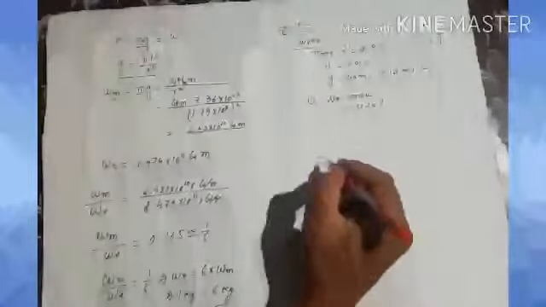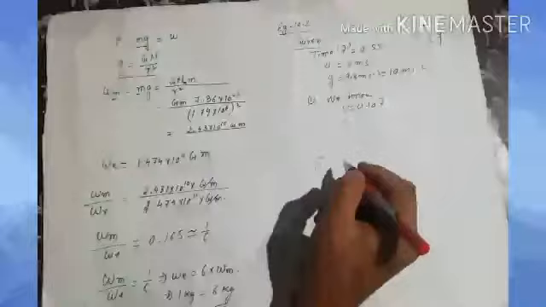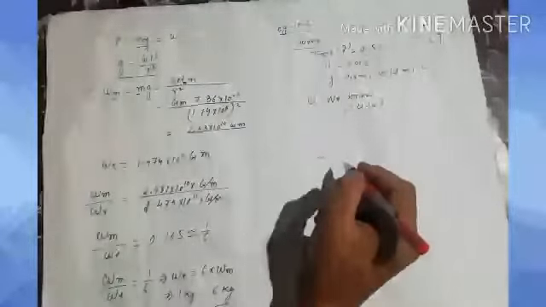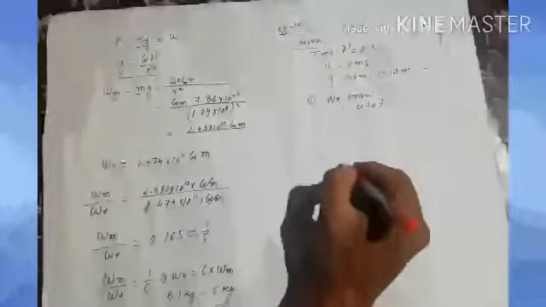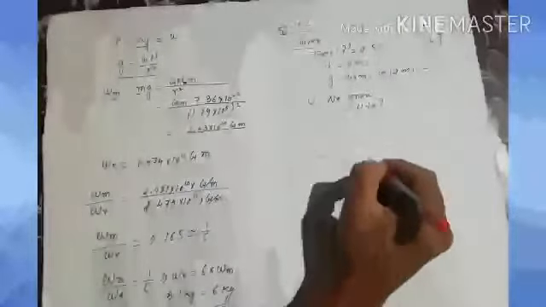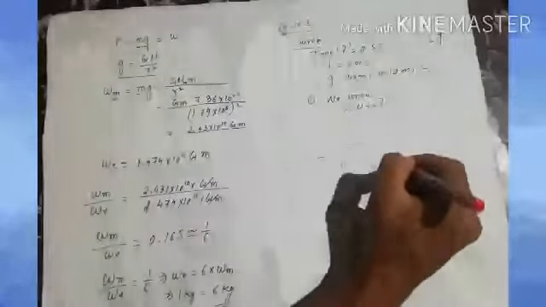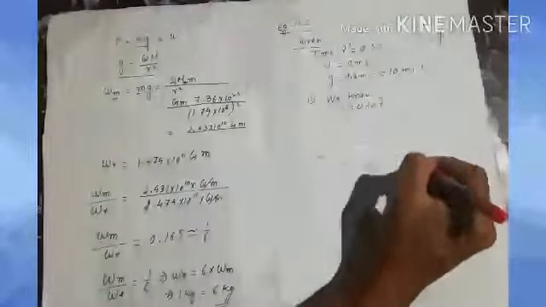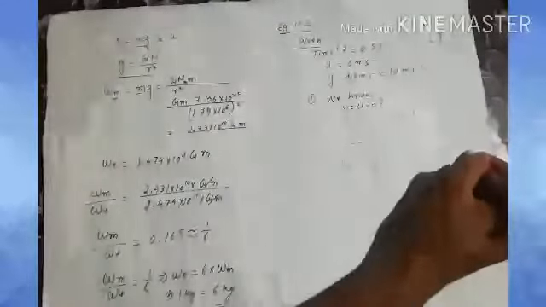Now in number 2, what they have asked is the average speed during the 0.5 second. We know how to find the average speed: average velocity is initial plus final by 2. The initial is 0, final is 5, divided by 2, that is 2.5 meter per second.